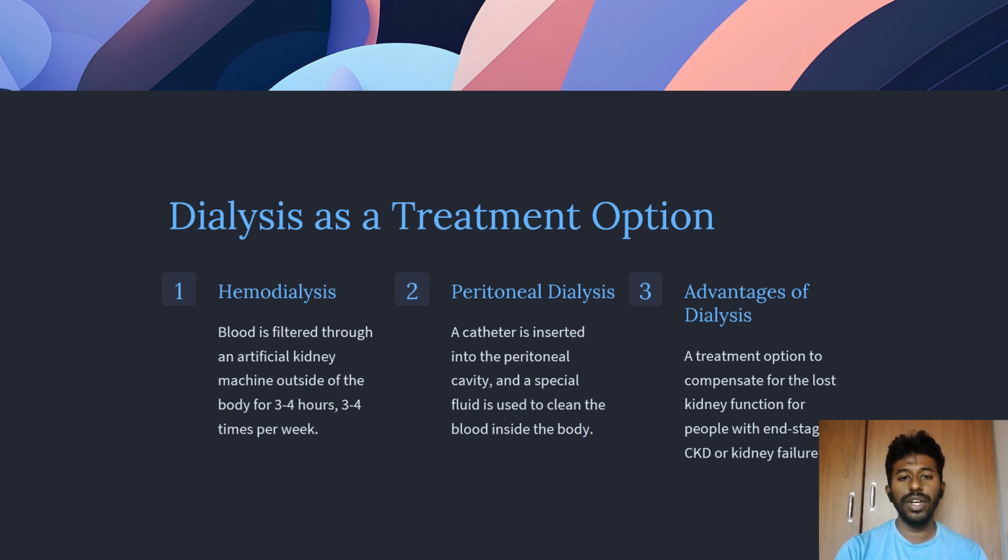The first one is hemodialysis. In hemodialysis, blood is filtered through an artificial kidney machine outside the body for 3 to 4 hours, 3 to 4 times per week. So let's move to the next one. A catheter is inserted into the peritoneal cavity and a special fluid is used to clean the blood inside the body. So let's see the last one of this treatment option, advanced stage of dialysis. A treatment option to compensate for the loss of kidney function for people at end stage CKD or kidney failure. So let's move to the next slide.